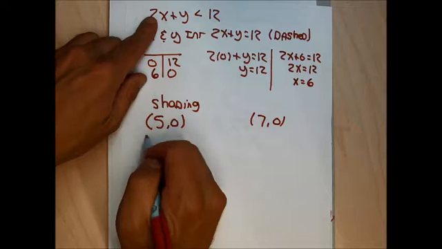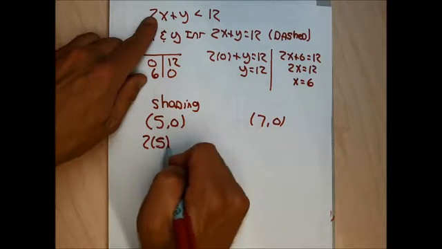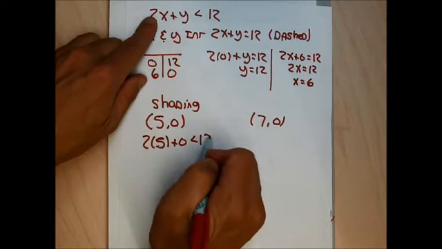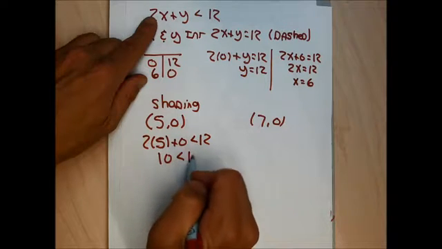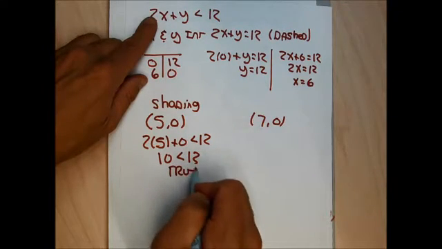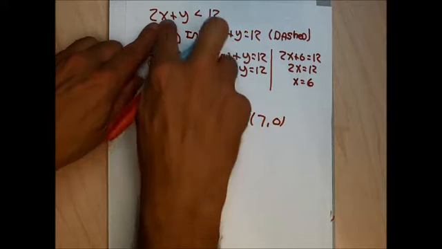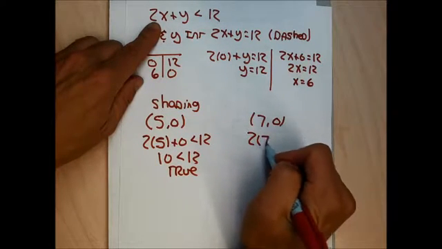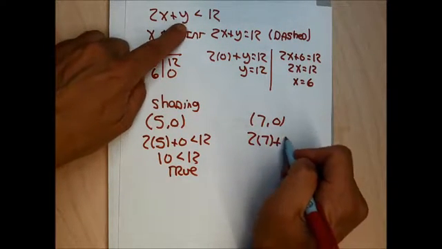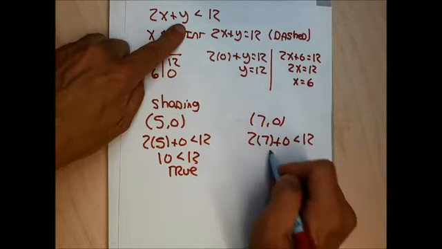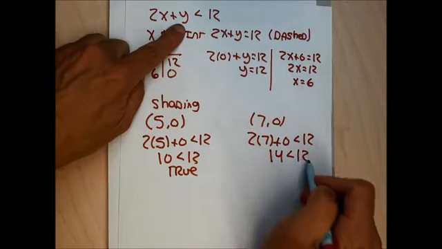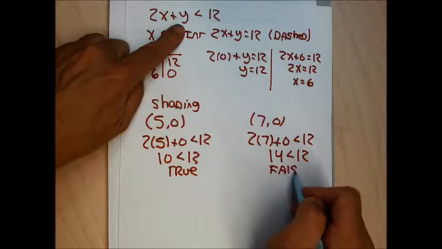For 5, 0, I'm going to go 2 times 5 plus 0 is less than 12. That gives me 10 is less than 12, which is true. 10 is smaller than 12. For 7, 0, I go 2 times 7 for that x plus 0 for that y is less than 12. That gives me 14 is less than 12, and 14 is bigger than 12, so that's false.